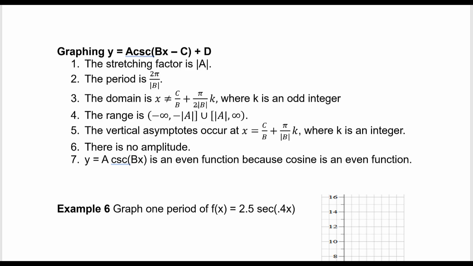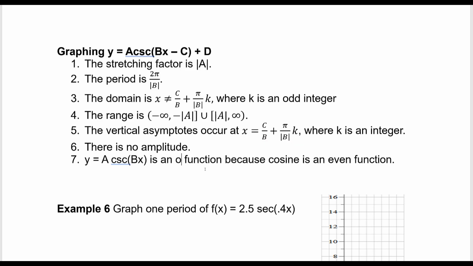I feel like these need to line up. I feel like that 2 shouldn't be there, because it's the asymptotes where this is going to be, so I'm going to go with that. And then there is no amplitude, and this is an odd function because sine is an odd function.